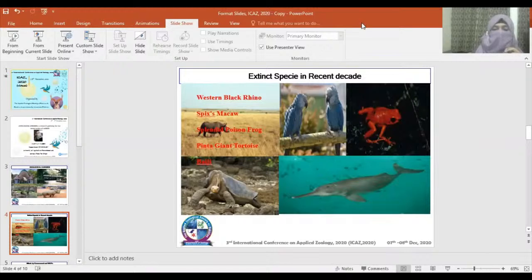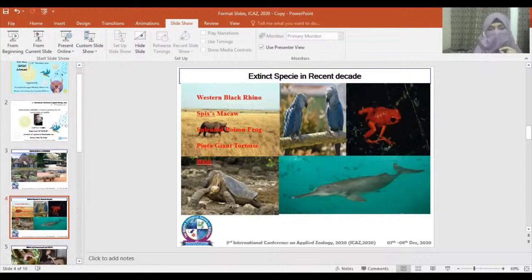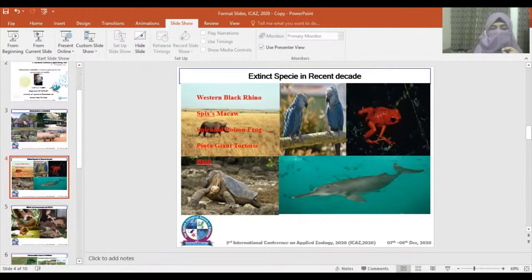And the last one is the Baiji, a fish from China, which was declared critically endangered in 2002. After that, it was not seen in the wild for a long time and was thought to be extinct from the wild. But in 2016, some scientists stated that they had seen this fish in the wild. Though it was not captured on camera, the scientists are saying that it is present, and it is under observation to confirm whether it is present or not.